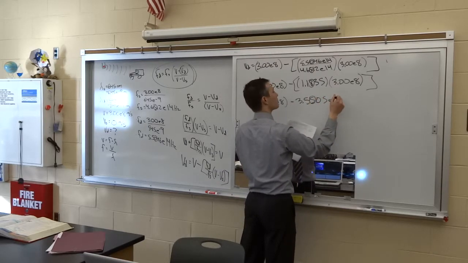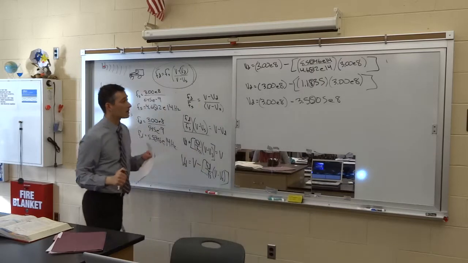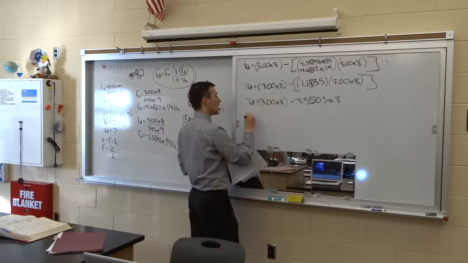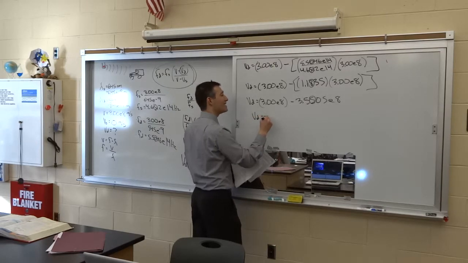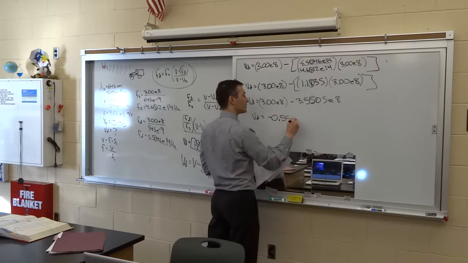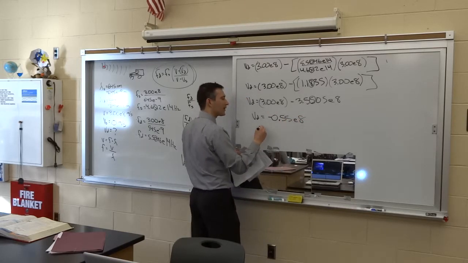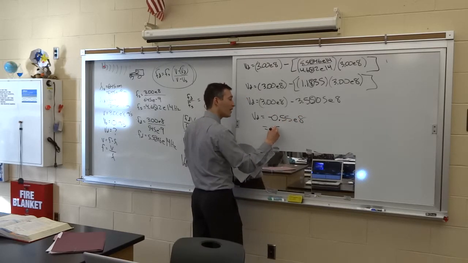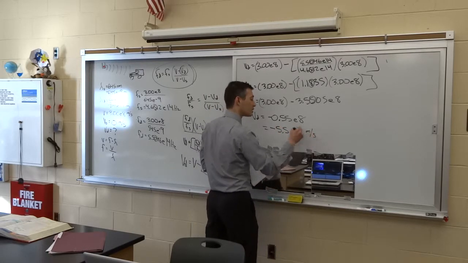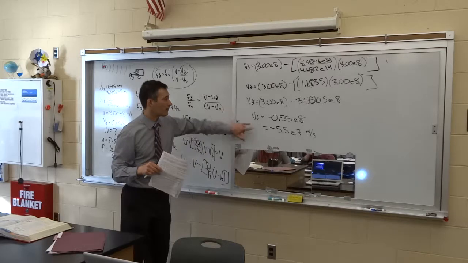Anybody want to yell at me about that? And then my final step is just subtracting those two things. So I get negative 0.55 times 10 to the 8th. Or if you like proper scientific notation, negative 5.5 times 10 to the 7th meters per second. Anybody want to yell at me about that step?